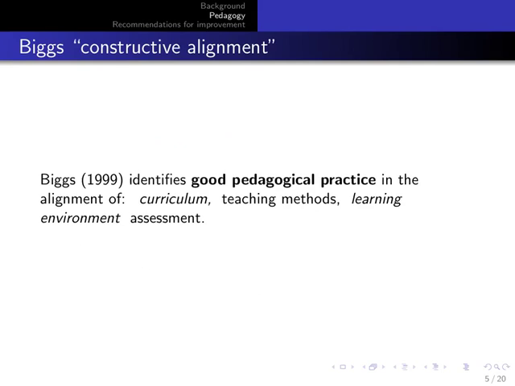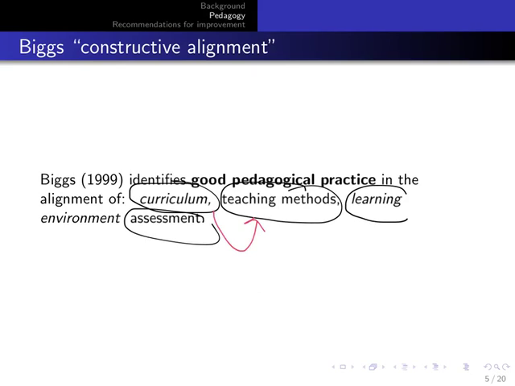So let's try to get a pedagogically consistent approach to the problem. I want to start from Biggs' constructive alignment. Biggs identifies good pedagogical practice in the alignment of curriculum, teaching methods, learning environment, and assessment. Now, the question that I have to answer is, are all these elements aligned? Which is, do you have a curriculum which is consistent with the teaching methods and with the assessment, and are teaching methods appropriate for the assessment?